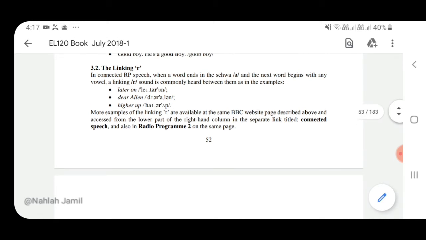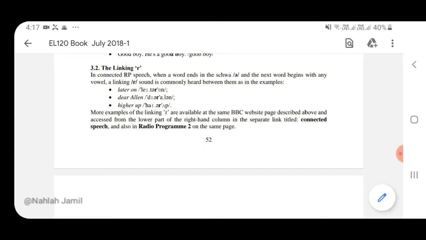Linking R means that it has a specific rule for R to be pronounced by Britons, by the British. So if there is a schwa before R, and if there is a vowel after R, this R is going to be pronounced, and this is called the linking R.